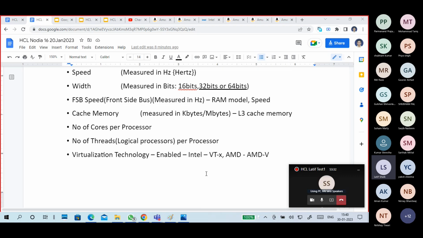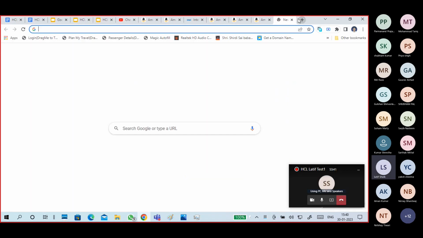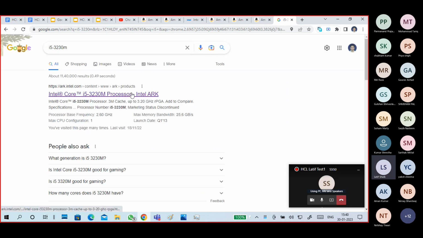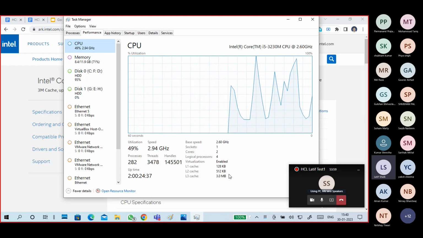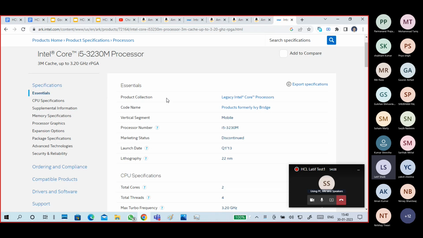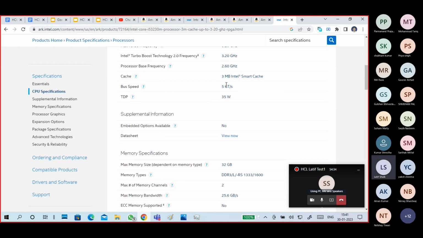Even for an existing system, you can go to Task Manager, Performance, CPU. What is my processor? i5-3230M. Even if you type that model, you can find out about your processor. It is 2.6 gigahertz, 2 cores, 4 threads, virtualization technology enabled, with L3 cache memory. M means mostly moderate. H means high performance but it consumes a lot of power. U means low performance and it consumes very low power. You can see 3 MB cache memory, 2.6 GHz. So it is a 2 core, 4 thread processor with 3 MB cache memory.